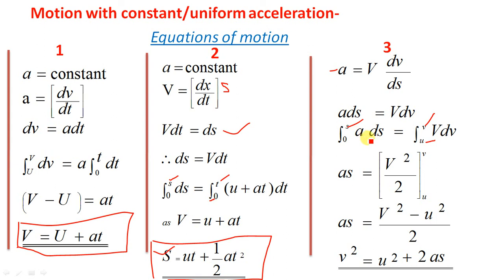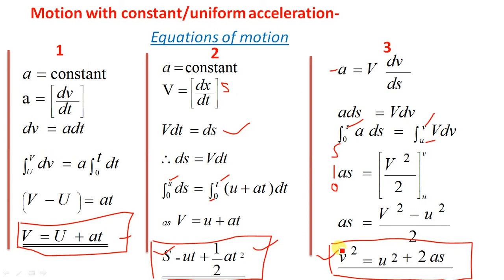I have chosen the limits of integration 0 to s, and u to v. So integration of a ds is as over the limit 0 to s, and integration of v dv is v square by 2 over the limit u to v. So you will get as is equal to v square minus u square upon 2. Rearranging this term, you will get v square is equal to u square plus twice of as. So these three are the equations of motion.